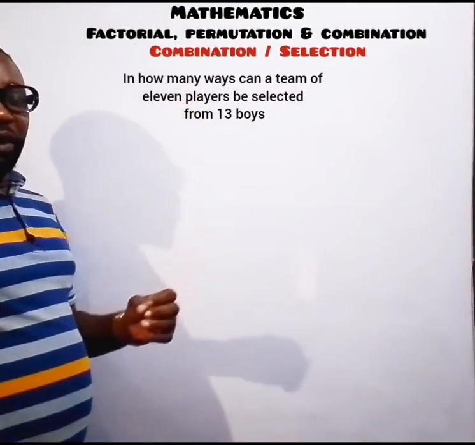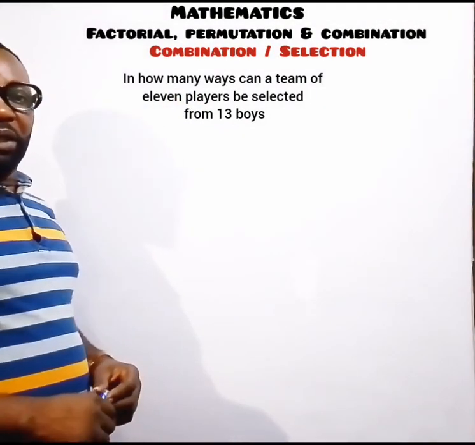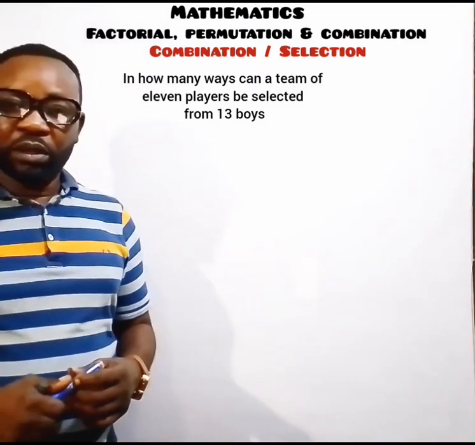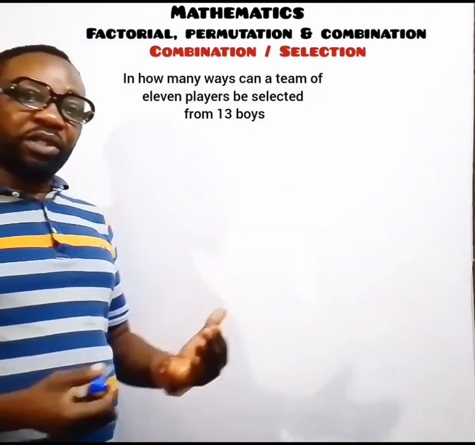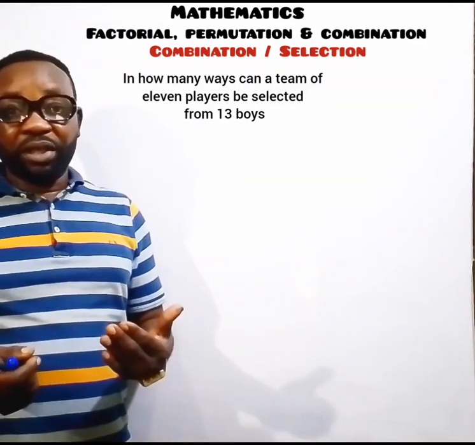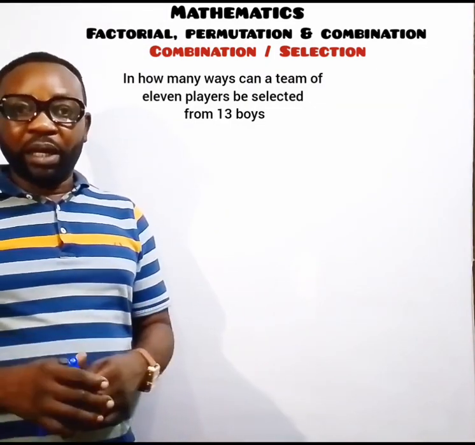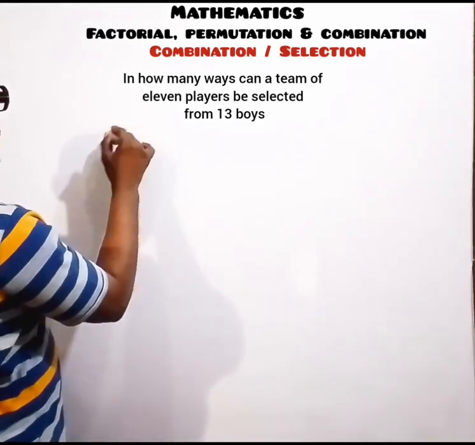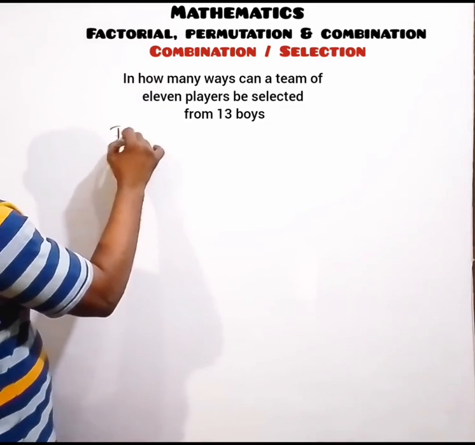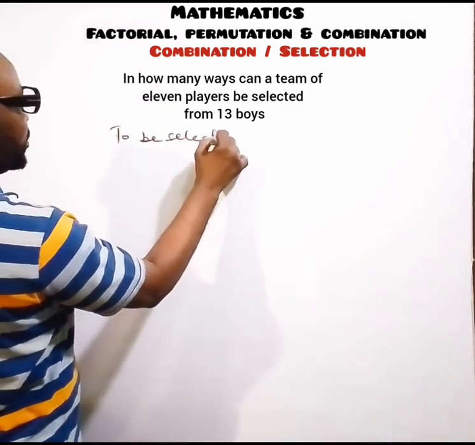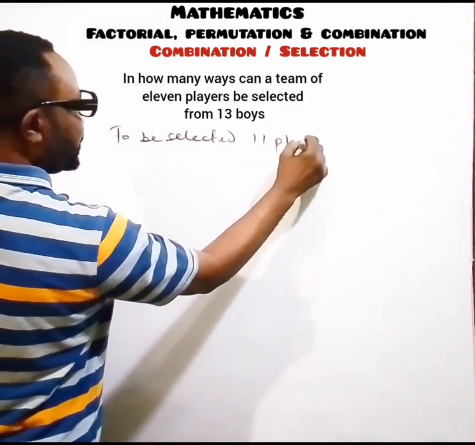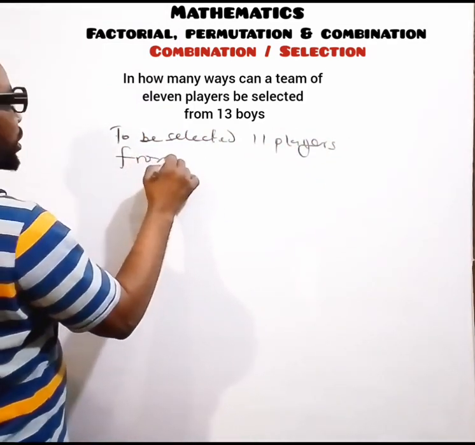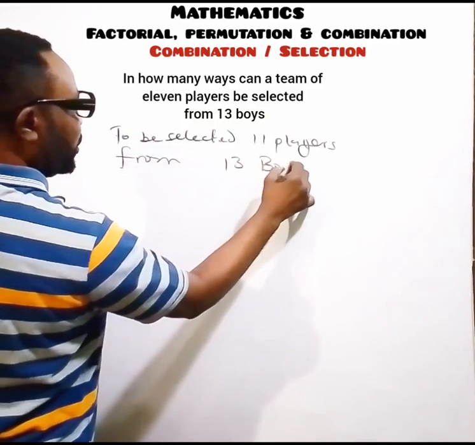Next question we have here says, in how many ways can a team of 11 players be selected from 13 boys? This is a very straightforward question. Once it is selection, you should know that we are going to apply the combination formula. So how many players are to be selected? 11 players, from the 13 available boys.